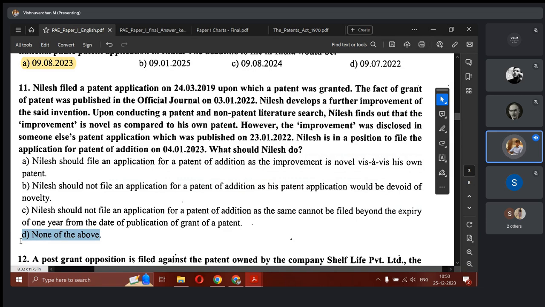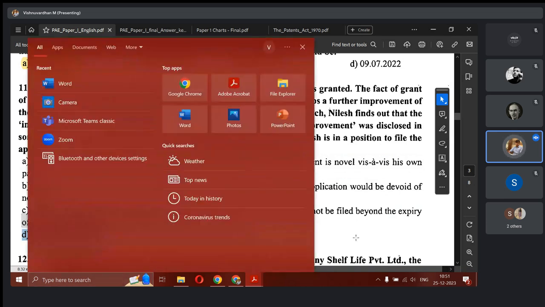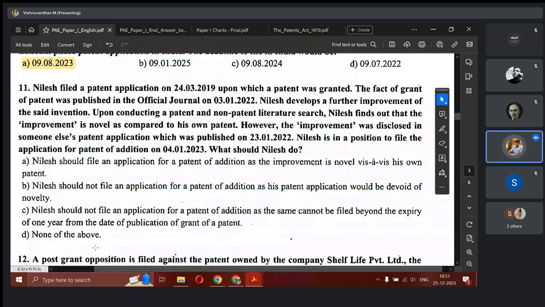And then D is none of the above. It's very rarely option D. Very rarely none of the above is correct. So always eliminate D by default. C is out. So the answer has to be A or B.